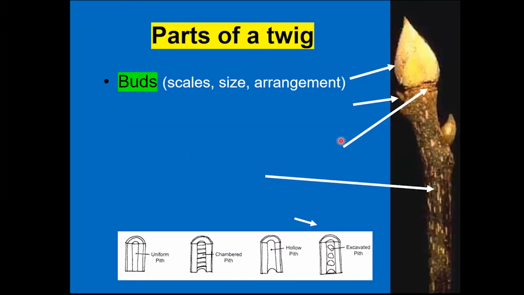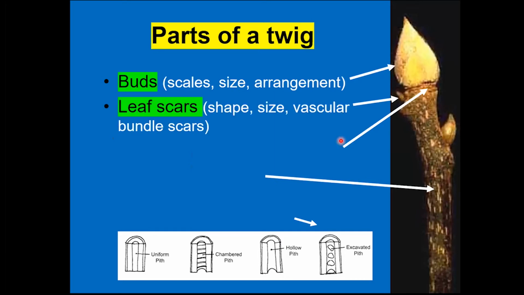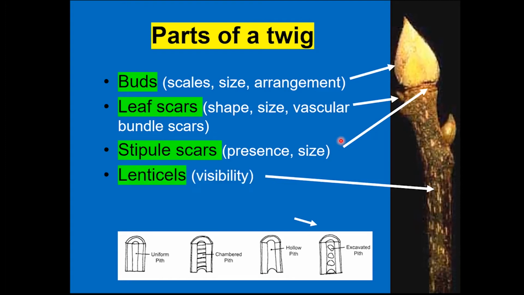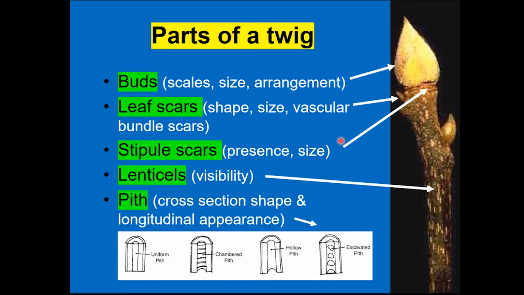So here are some of the parts of a twig. There are buds, and there are leaf scars, which means those were from last year. There's a stipule, which is sort of the growth ring of that bud. Now the lenticels are the little breathing patches, you might say, on the twig. They're actually letting in some oxygen.